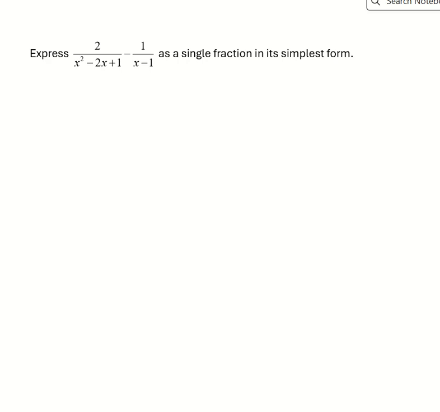Alright, take a look at this question. We have to express this subtraction of these two fractions as a single fraction in its simplest form.